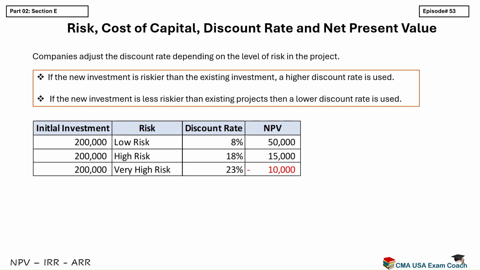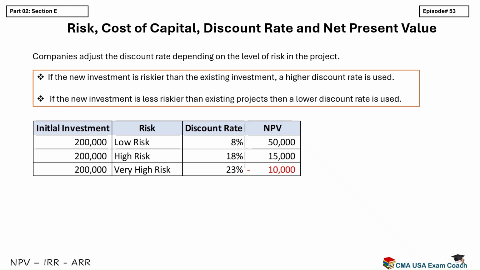When the risk is high, the company raises the discount rate to 18%. The NPV drops to $15,000. Although still positive, the return is much lower, reflecting the higher risk. When the risk is very high, the company further increases the discount rate to 23%. Here, the NPV becomes negative $10,000, meaning the project is expected to destroy value. The project is high risk, but it cannot give a positive return.